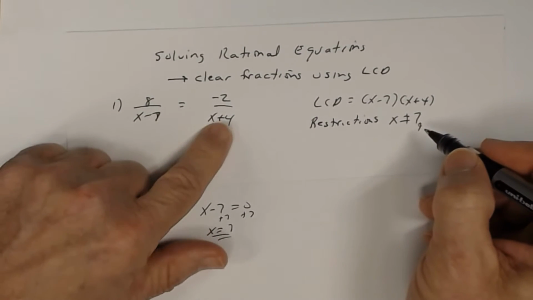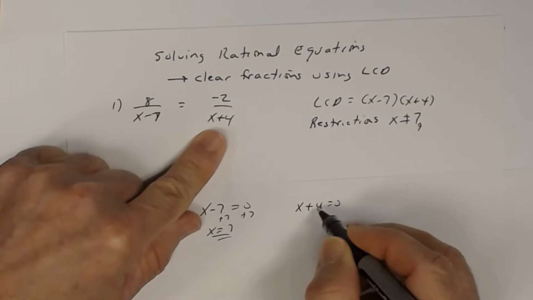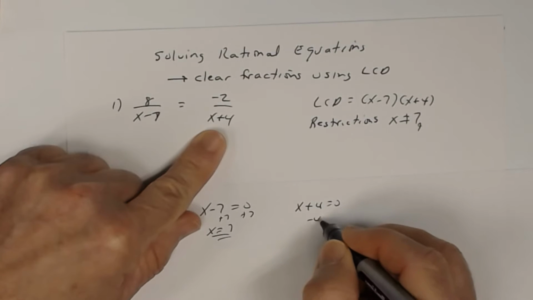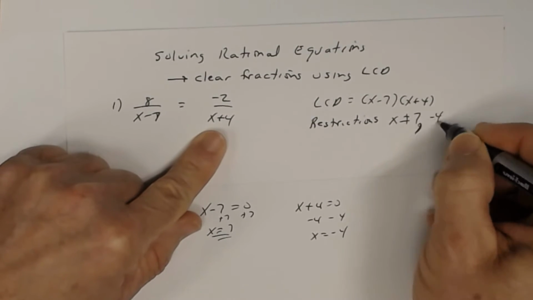Now you have another one because those are different. So you do the other one. So x plus 4 equals 0. What's going to make x plus 4 equal to 0? Well, when x is negative 4. So there's your other restriction.